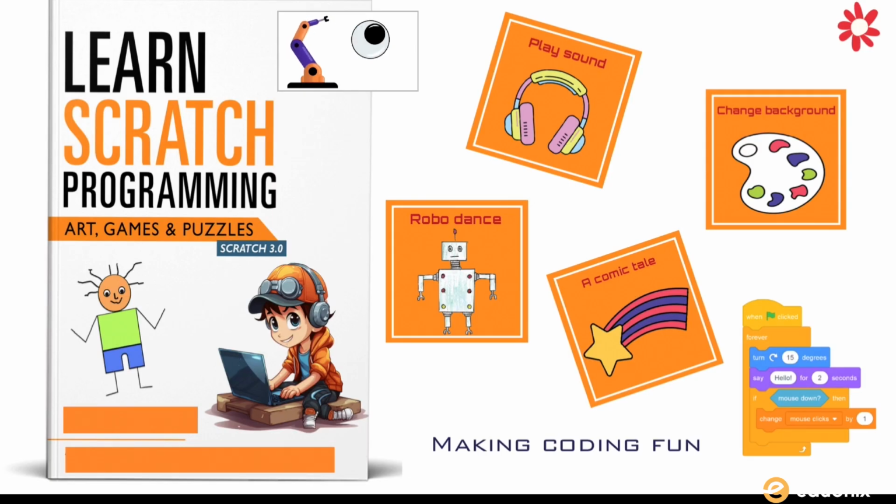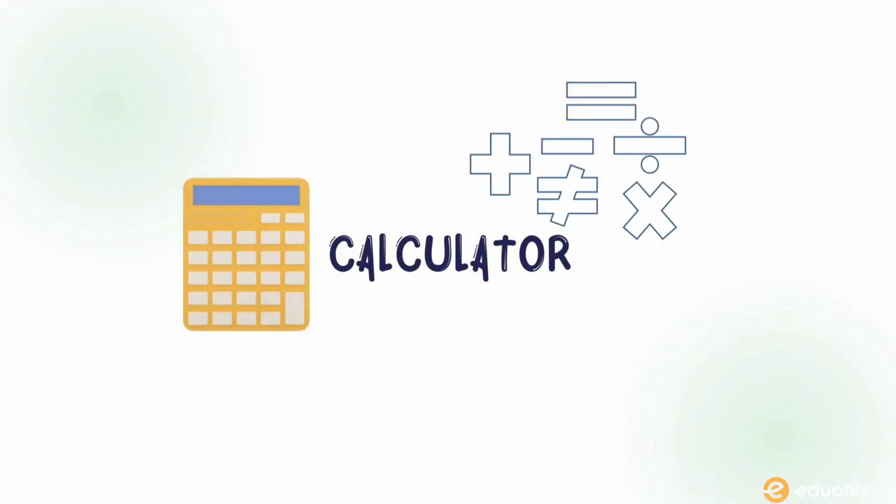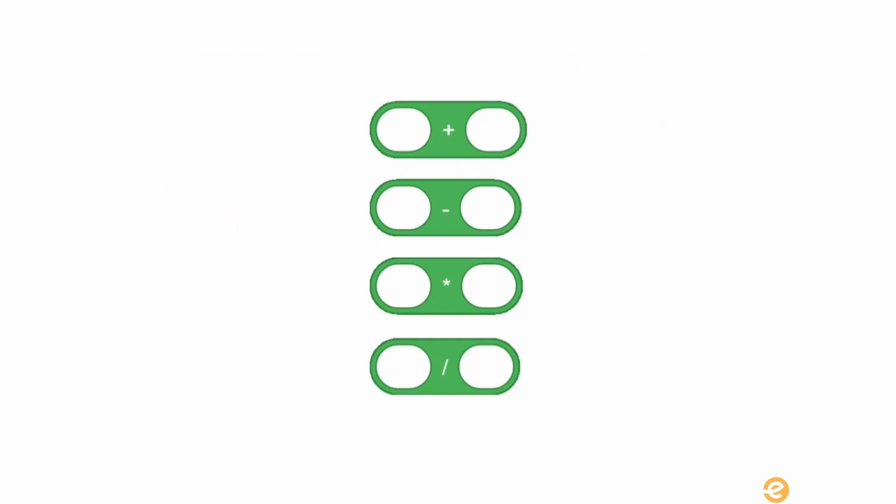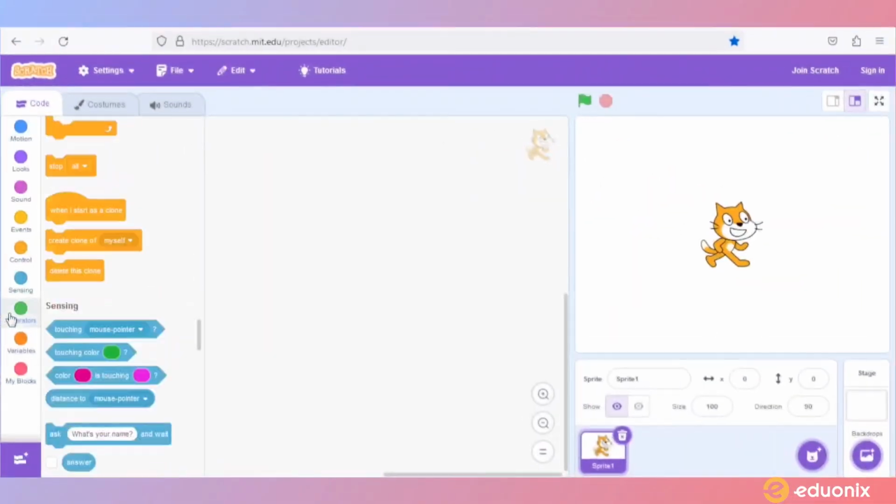We build a simple calculator that can do addition, subtraction, multiplication and division in this session. Any guesses on the blocks to be used for this purpose? We have to use the blocks from the operators palette for doing this. The arithmetic operators include addition, subtraction, multiplication and division. Let's try it.